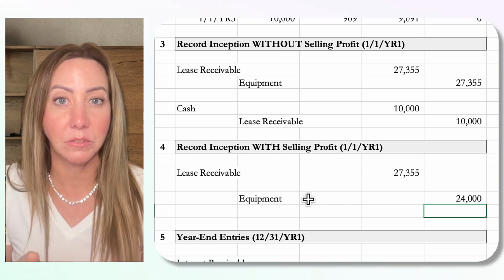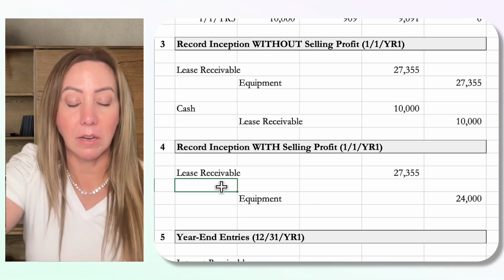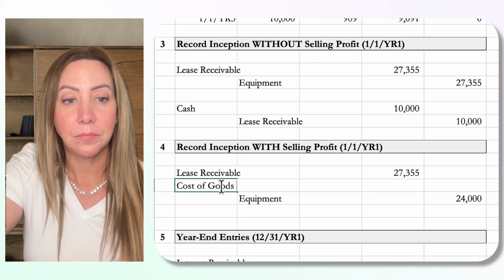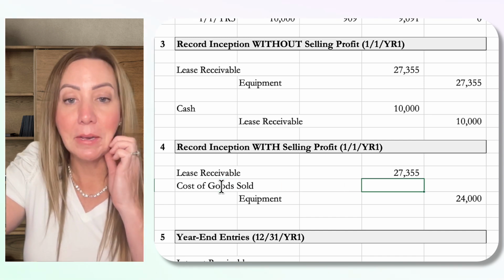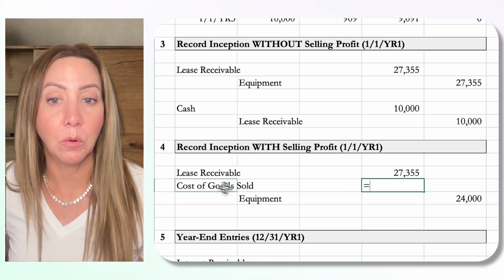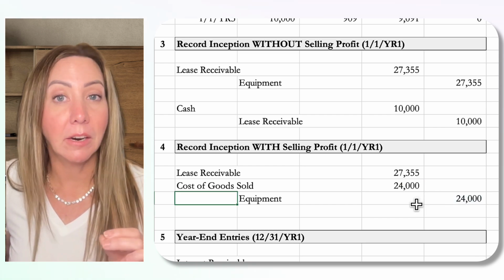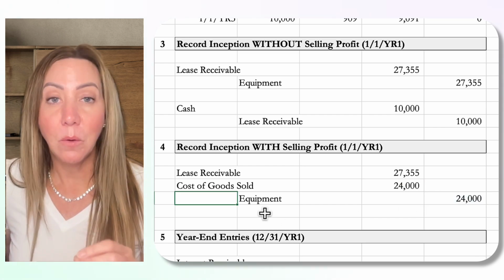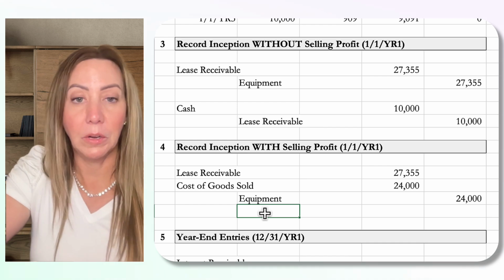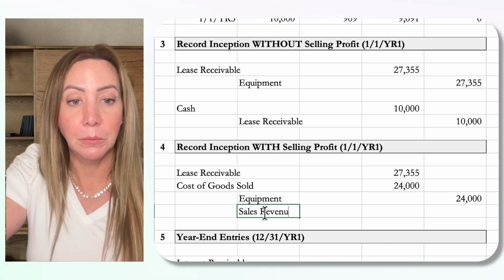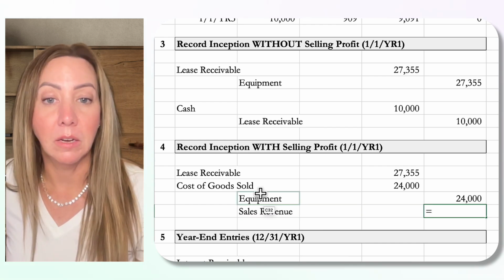So now our journal entry does not balance, and that's because we're missing a piece. We need to record cost of goods sold. So I'm going to debit cost of goods sold for the amount of the equipment. That's the cost of the goods that we are selling, $24,000. Our entry still does not balance. Now we need to record revenue. So we are going to record sales revenue in the amount of the lease receivable.